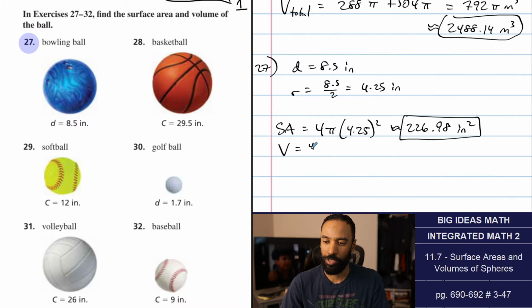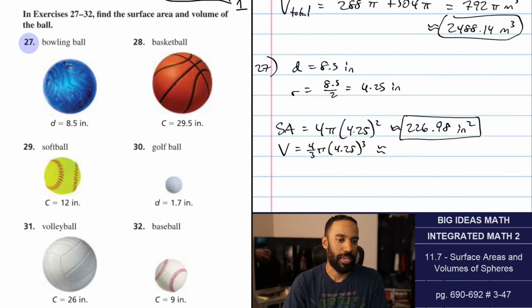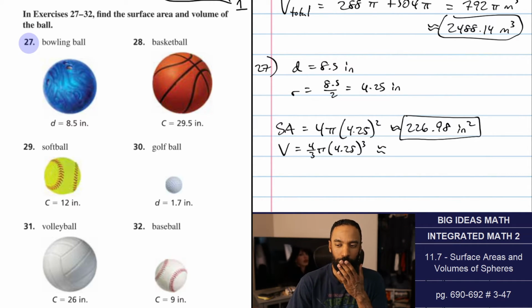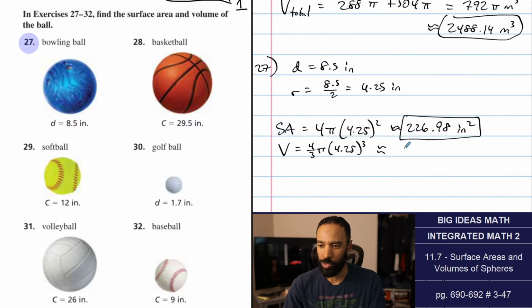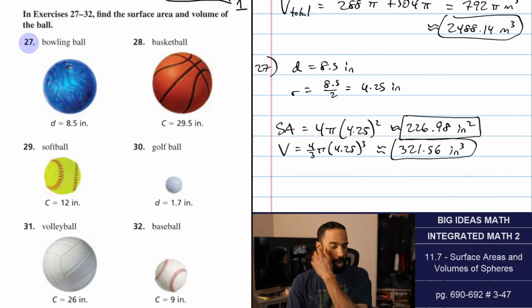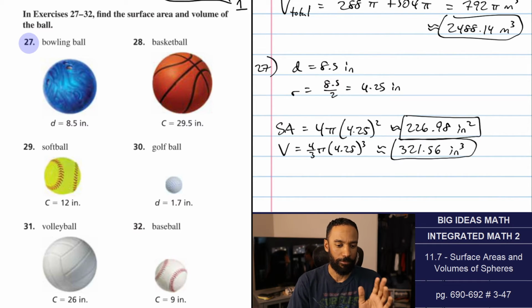We need volume now as 4/3 pi times the radius cubed. And I wish there was a faster way, there is, but I wish that I utilized it. I think I'm going to. Give me 1 second. I hope I did that correctly because my order of operations was a little weird on that, but I'm getting 321.56 cubic inches.